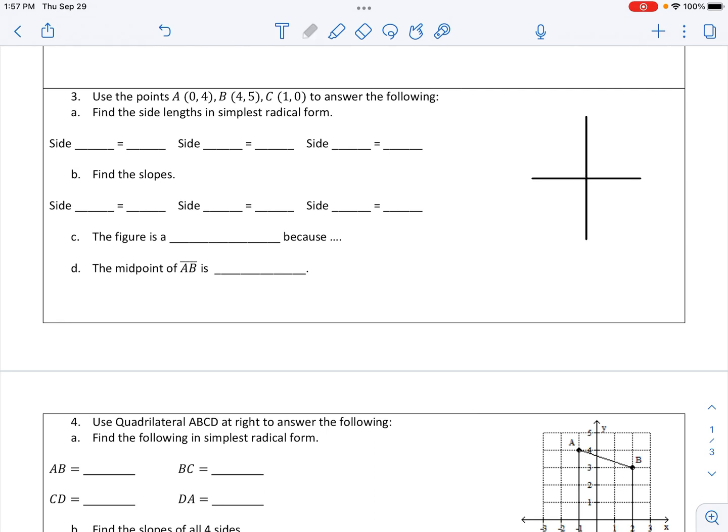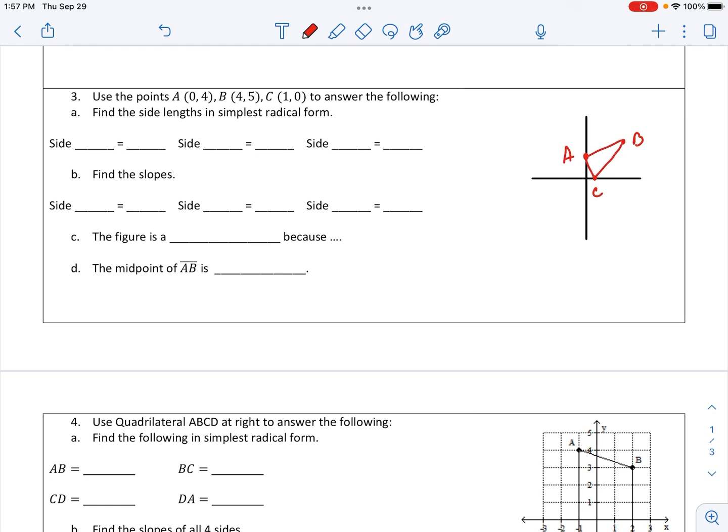A is at (0, 4), so let's put A in there at (0, 4). So A is right about there. B is at (4, 5), so just a little bit above. There's A, there's B. And C is at (1, 0). So C would be right about there.